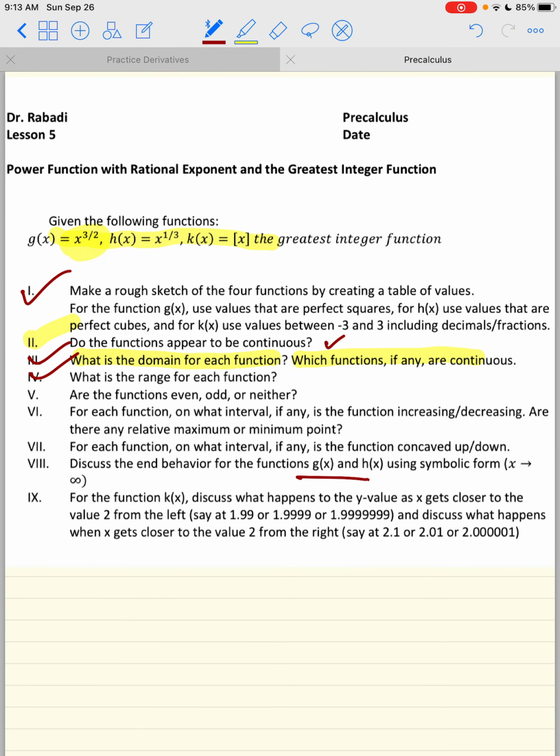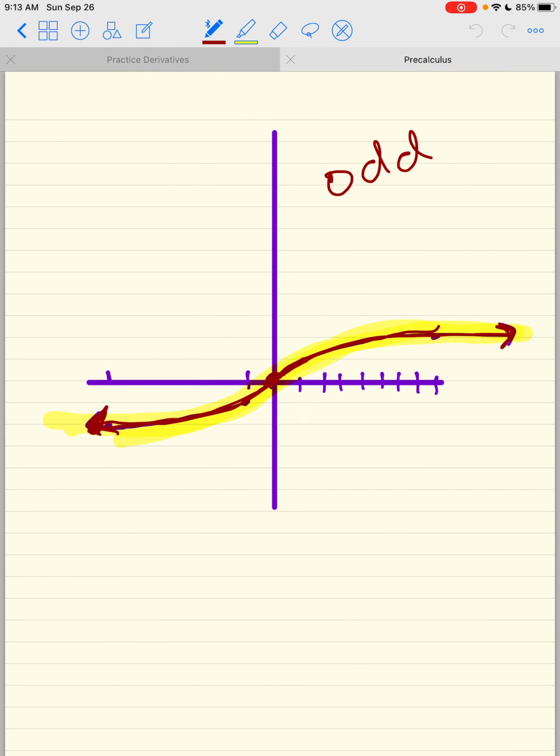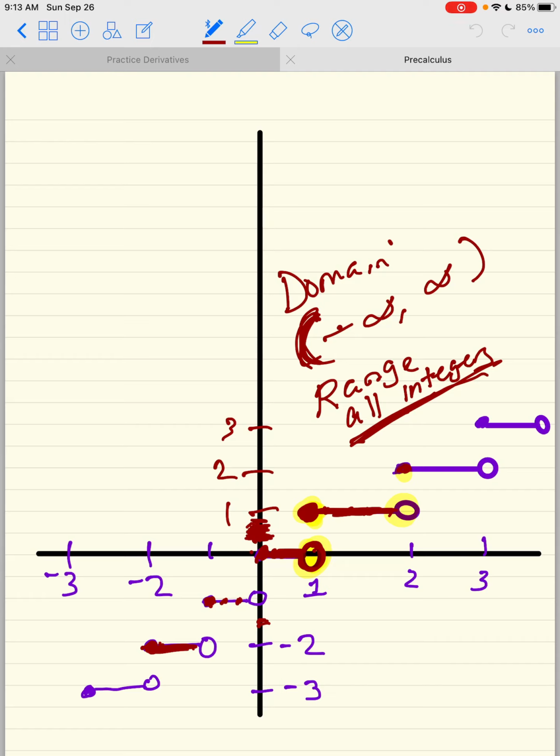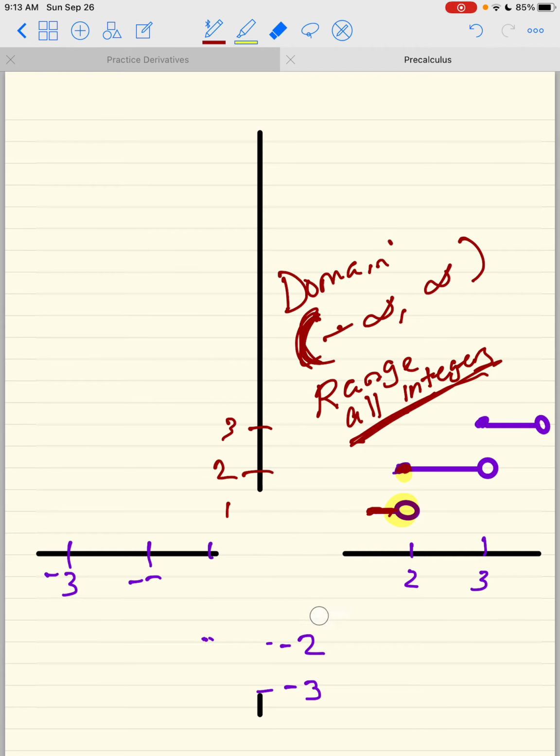And I said for the last problem here, for the function k of x, discuss what happens to the y value as x gets closer to the value 2 from the left and from the right. Okay, so let's take a look at our function, our step function. What happens as x approaches 2? So remember, I'm going to erase this. I'm just going to leave this here. When x starts getting closer and closer to 2, what's my answer?